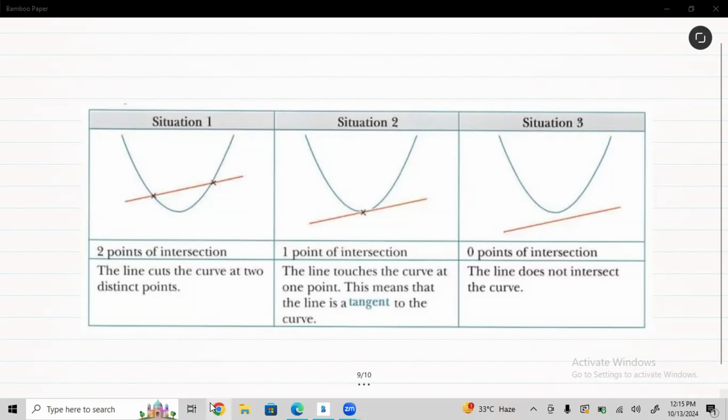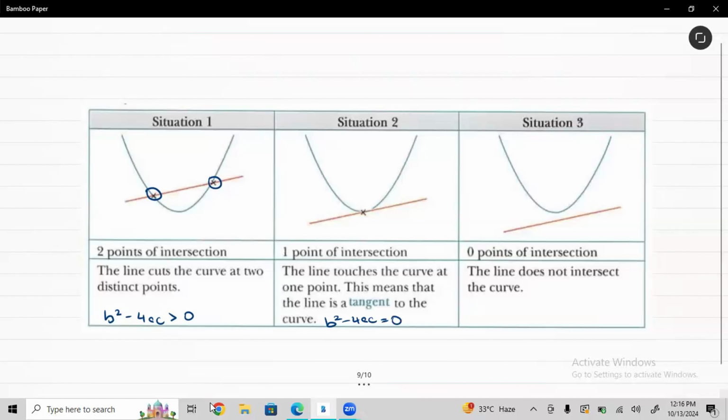So just as a revision, in the previous exercise, we discussed when we have 2 points of intersection, or we can say when we are cutting our parabola at 2 points, that's the same thing. We say that our discriminant, which is b squared minus 4ac, is going to be greater than 0 in this situation. Then the second thing we discussed was that if we have only 1 point of intersection, that would mean that b squared minus 4ac, meaning the discriminant, should be equal to 0.